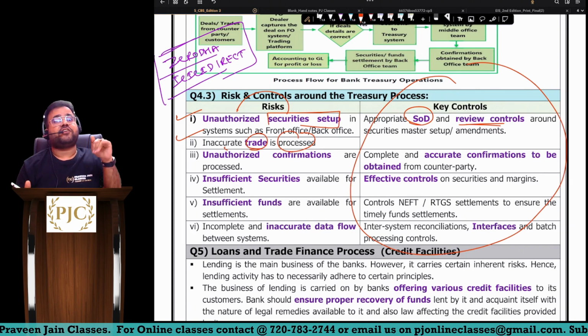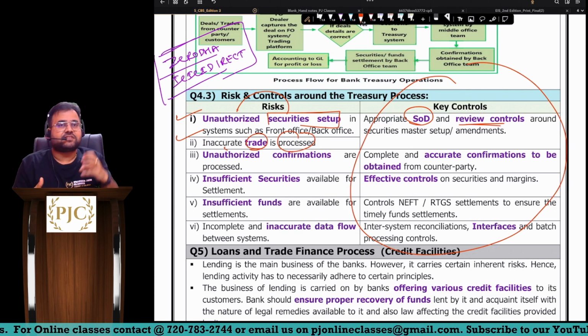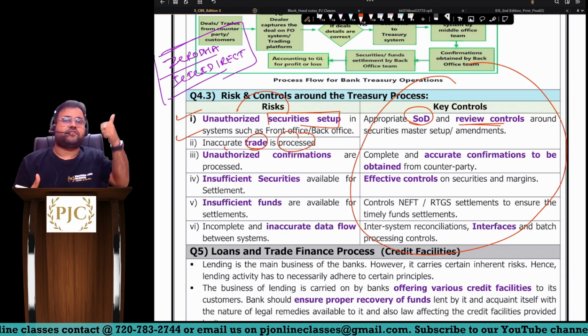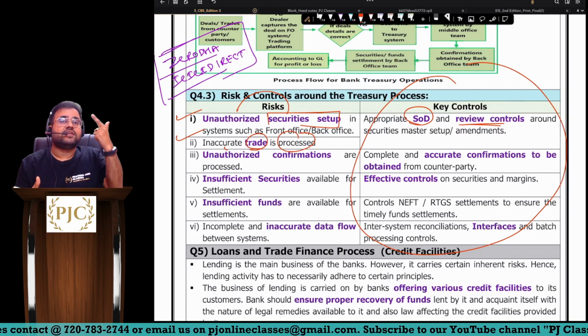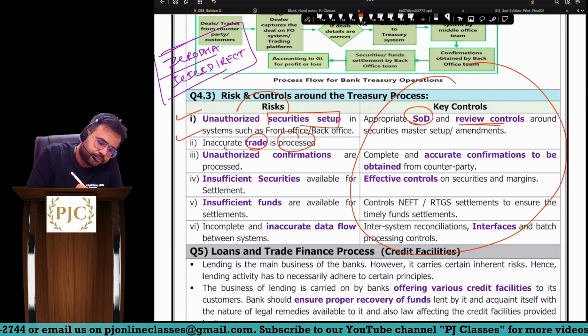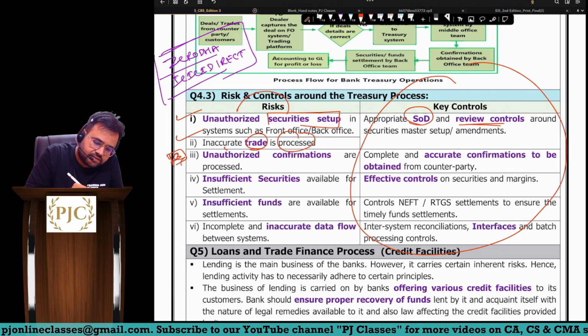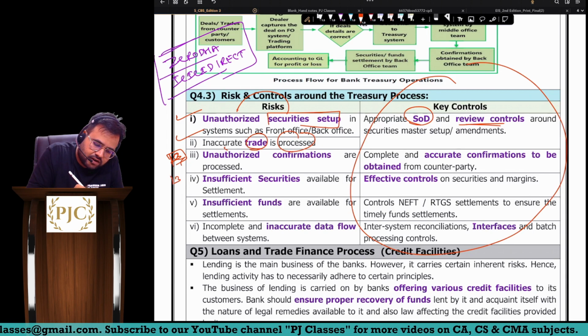Yes. So whenever we are buying shares or doing trading or investment activities, these could be some of the risks. First, the security setup is inaccurate. Second, whatever trades we are performing are inaccurate. Third, I will discuss. Now we will discuss the third and fourth, sir.